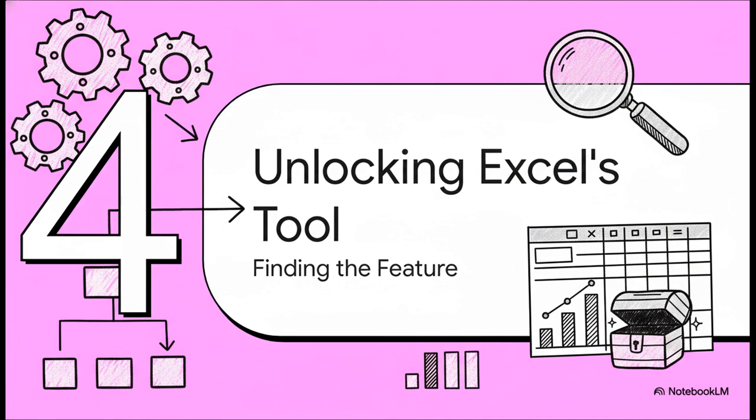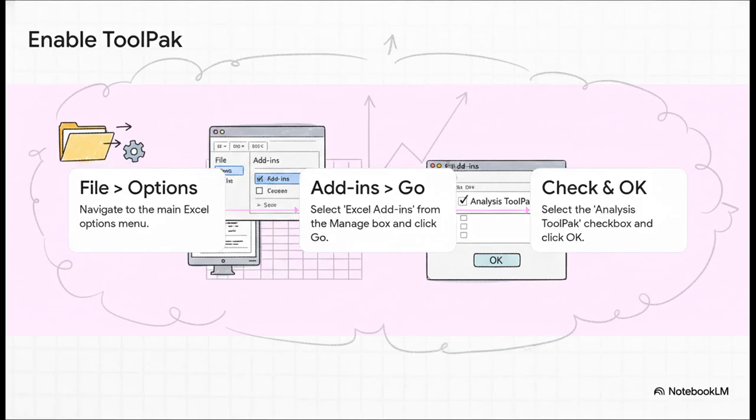Let's get practical and actually do this thing in Excel. The tool we need is called the Analysis Tool Pack, and it's built right in, but for some reason, it's usually turned off by default. So our first mission is to go find it and switch it on. Okay, ready? Here's how you do it.